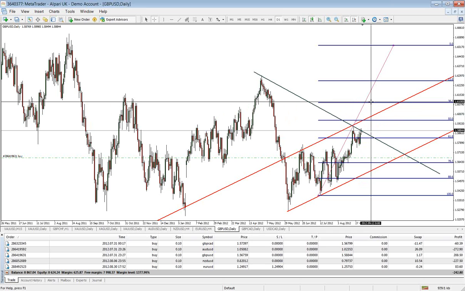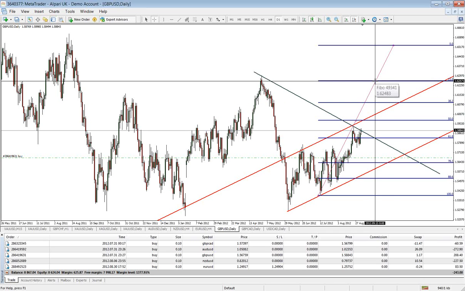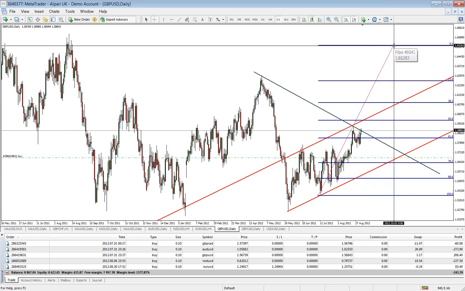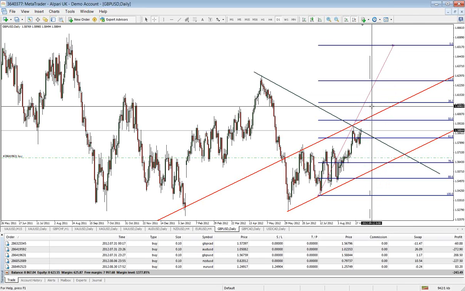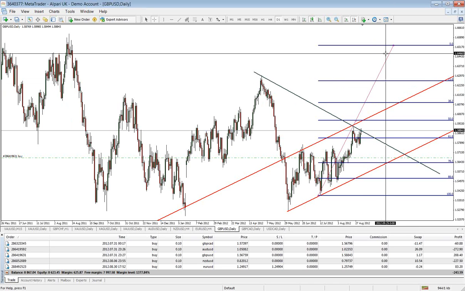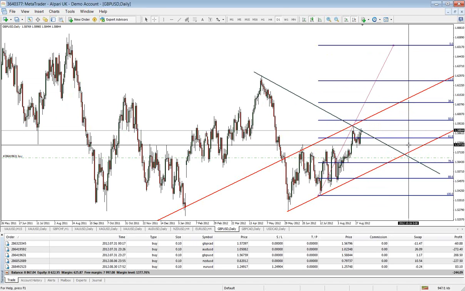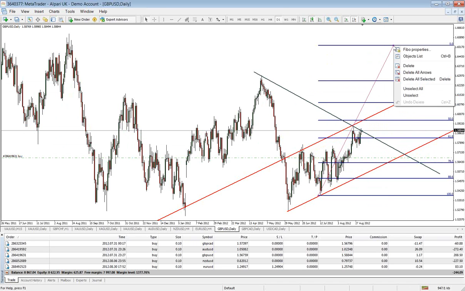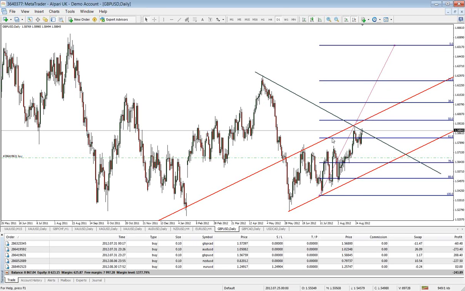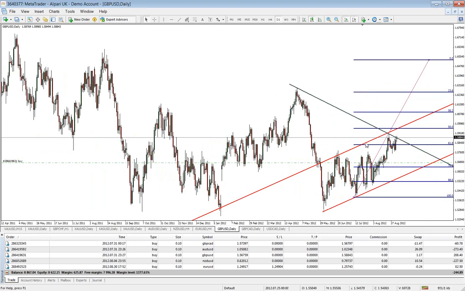If it will happen, then we will see the target of 161, then 162.50, and finally 165.20. So I believe we have potential to get to one of these resistance areas, and I do think that we will have a breakout of the channel. I do think so. So let's leave this projection for the next session. We will be following that.